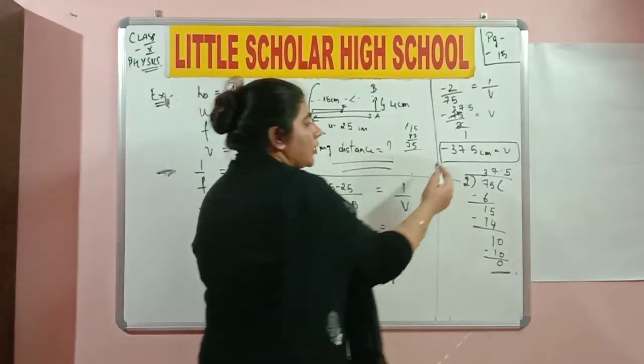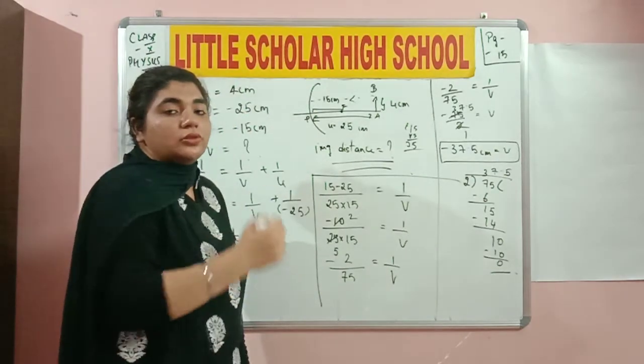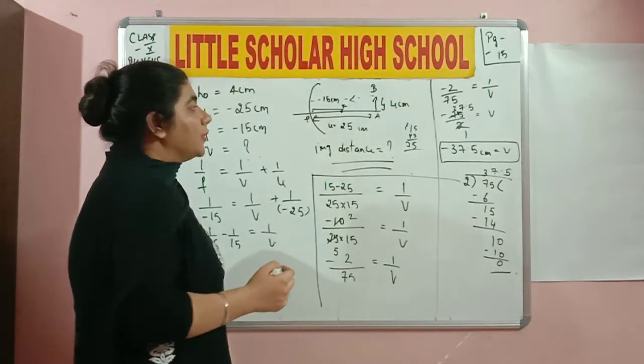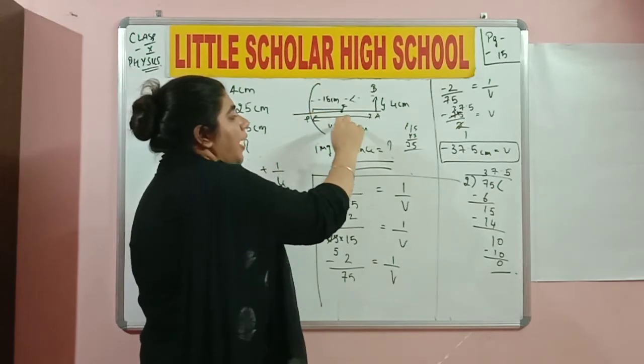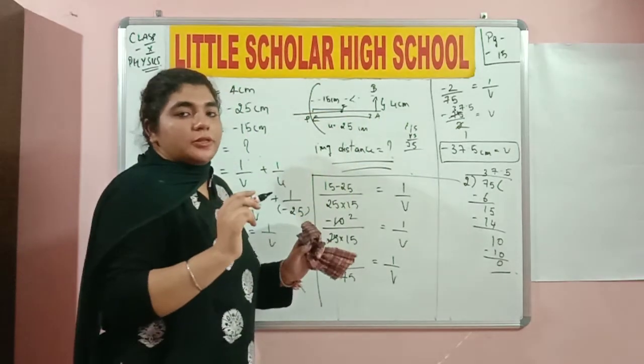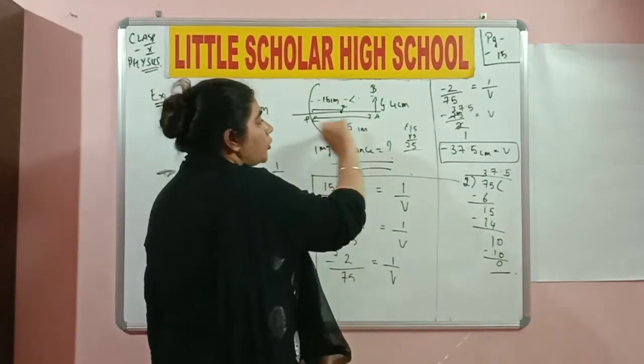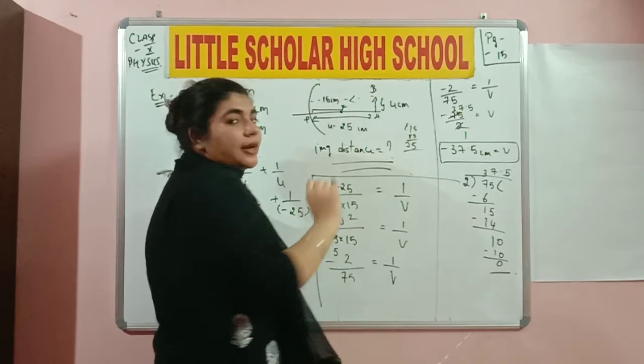So what did we get the image distance as? 37.5 centimeters. What does this show me? That the image is formed at a distance of 37.5 centimeters on the principal axis, and it is below, and it is measured from the pole. That is why it is taken as negative.